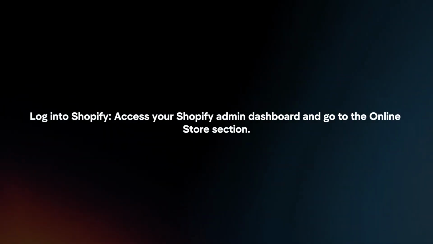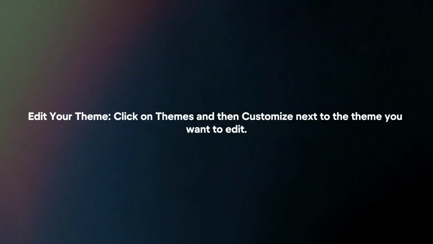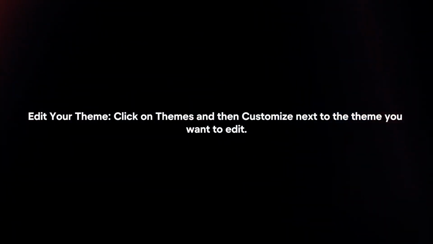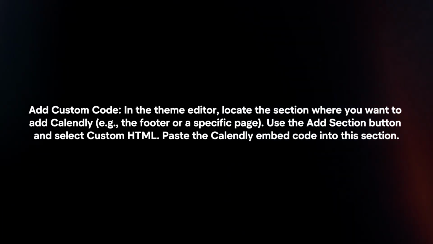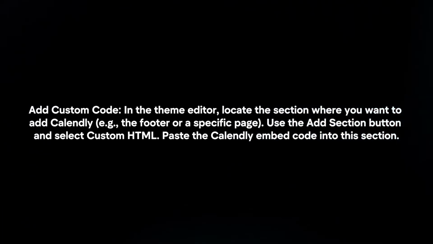Log into Shopify. Access your Shopify admin dashboard and go to the online store section. Edit your theme. Click on Themes and then customize next to the theme you want to edit. Add custom code. In the theme editor, locate the section where you want to add Calendly.